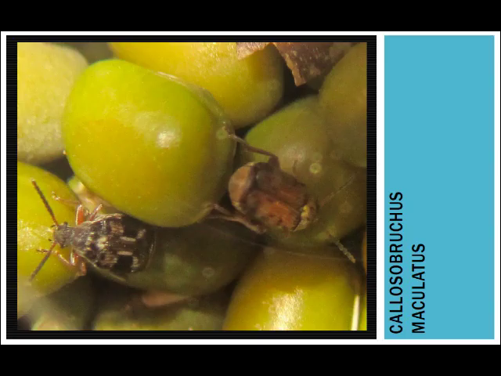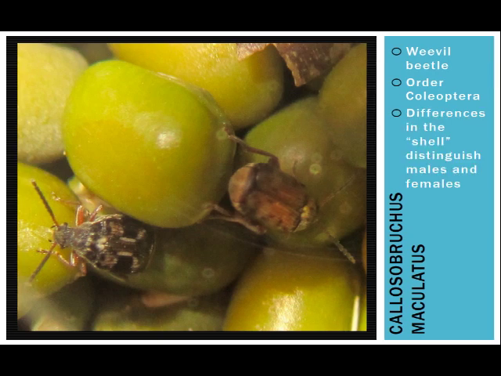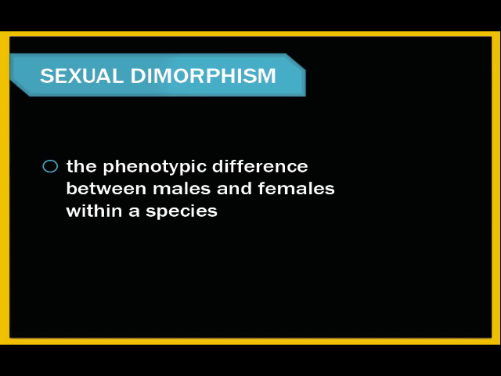Callosobruchus maculatus is a type of weevil beetle in the insect order Coleoptera. These insects can be identified by the hard shell-like body that encases the wings. In these bean beetles, the differences in the outer shell are used to differentiate between sexes. Sexual dimorphism, or a phenotypic difference between males and females within a species, is often used to determine sex. These differences can range from subtle to extreme.